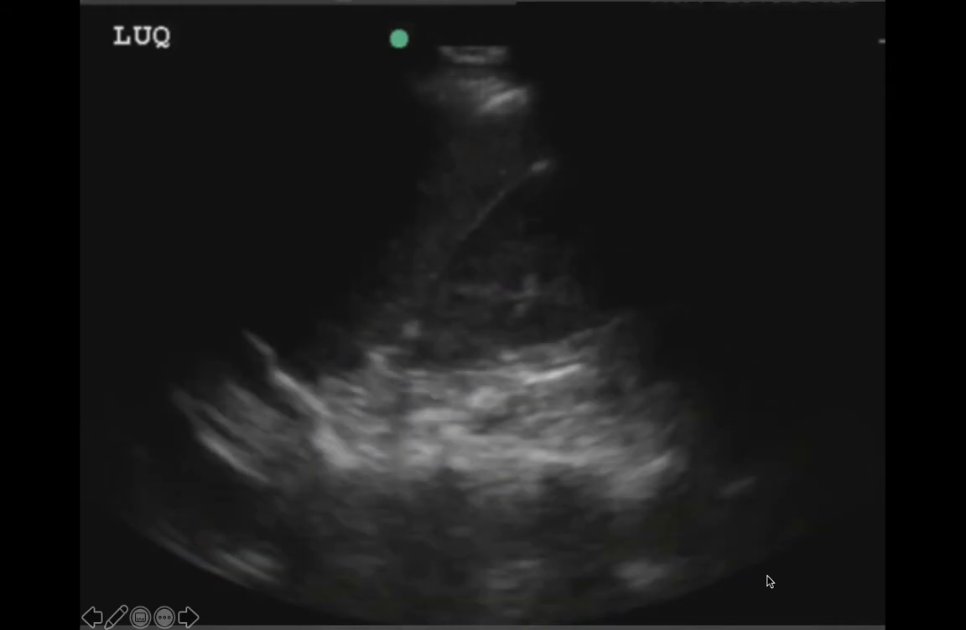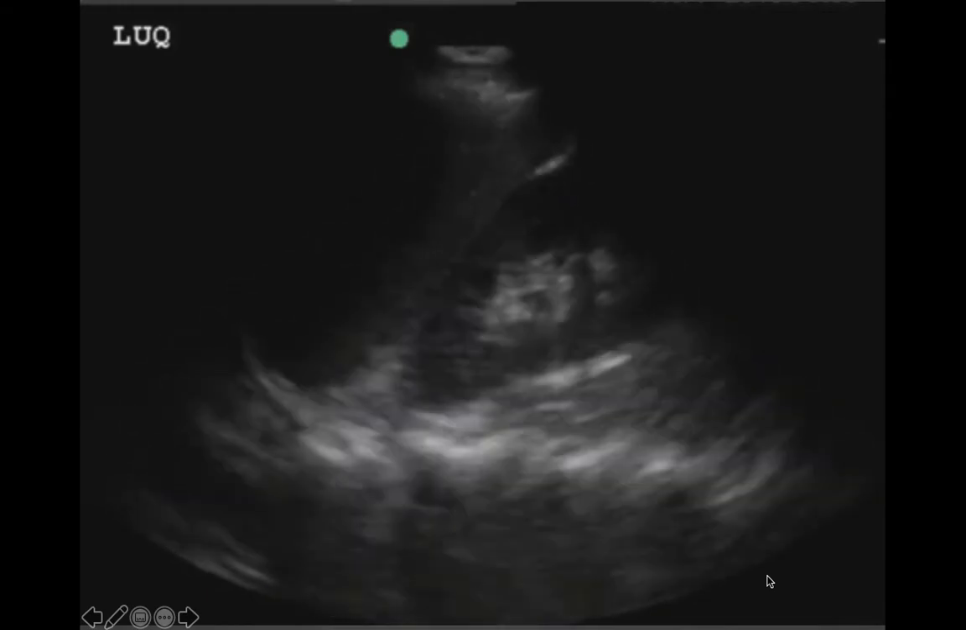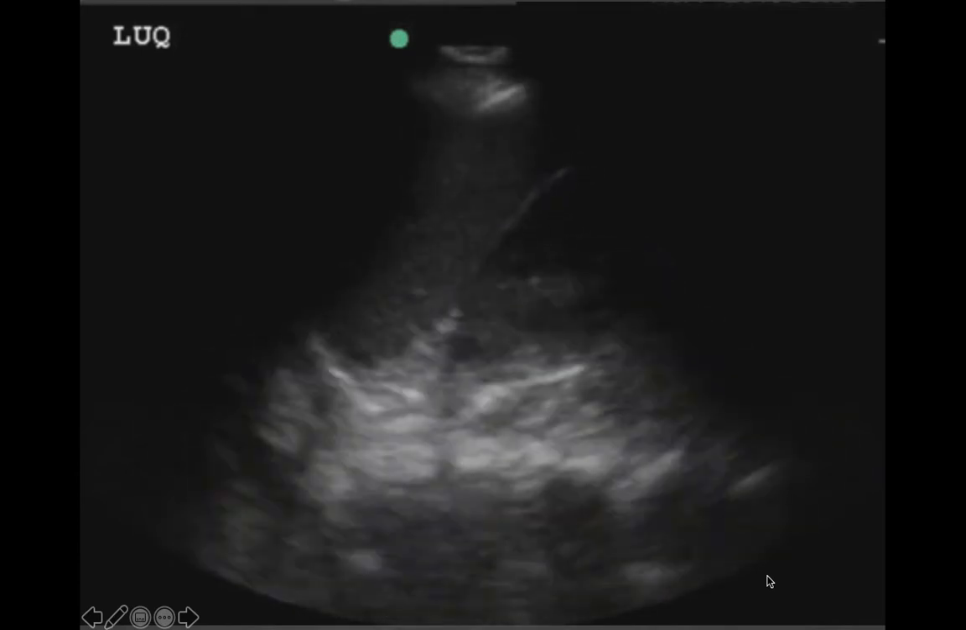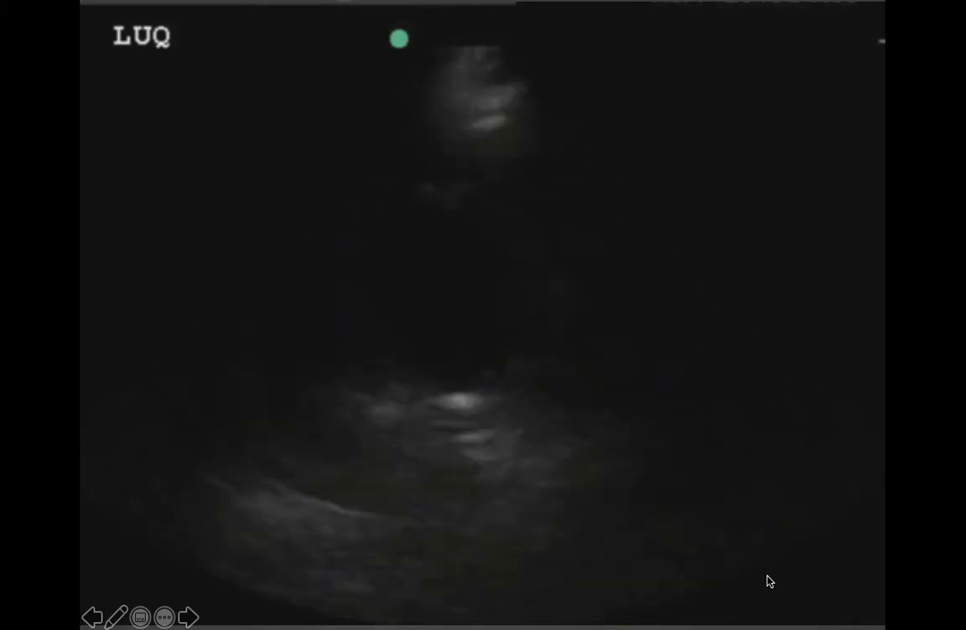Here is another view of the left upper quadrant. Again, orient yourself so that the patient's head is towards the left side of the screen and their feet are towards the right. We're seeing here our spleen and our kidney interface.